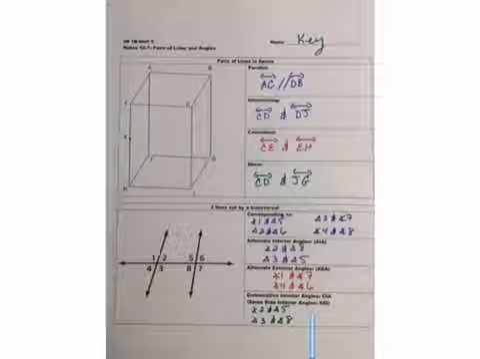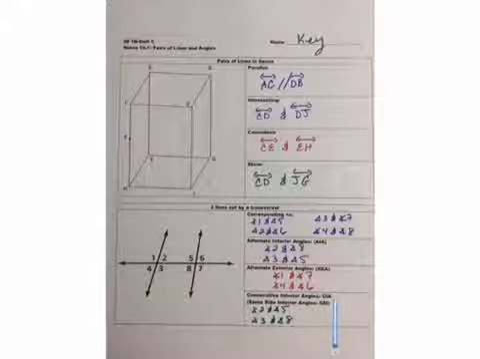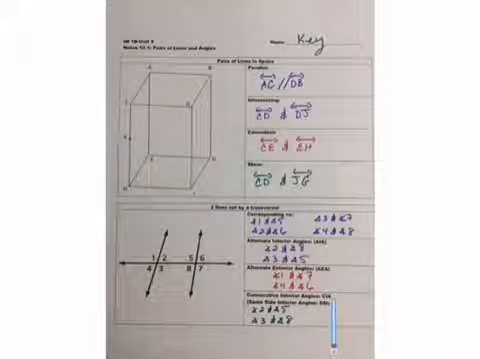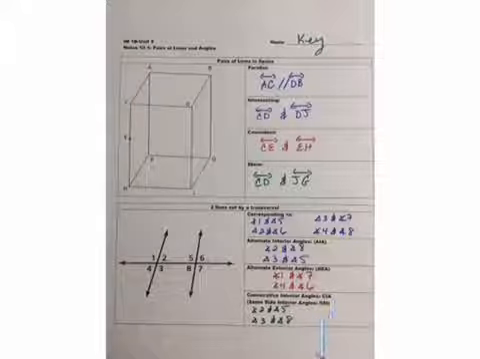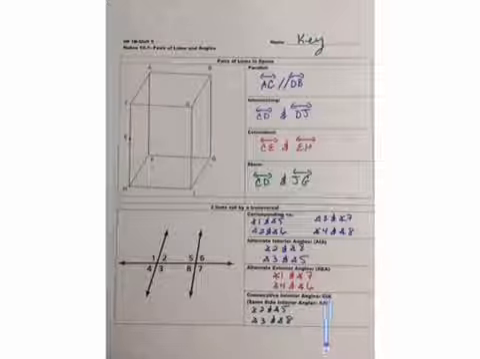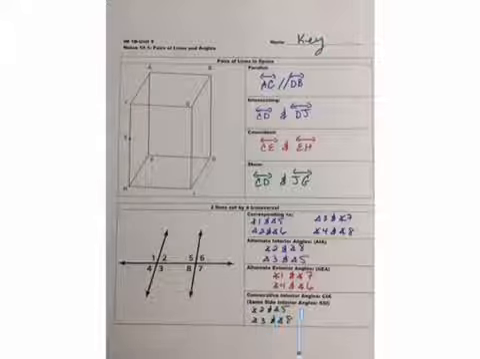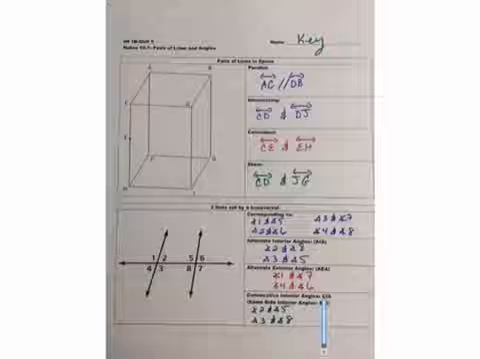Our last type are called consecutive interior angles, or CIA, and then someone decided to change the name and make it same side interior, SSI. So these mean the same thing. Different books use CIA or SSI. I like SSI because to me it makes more sense, but I like CIA just because it's the CIA.